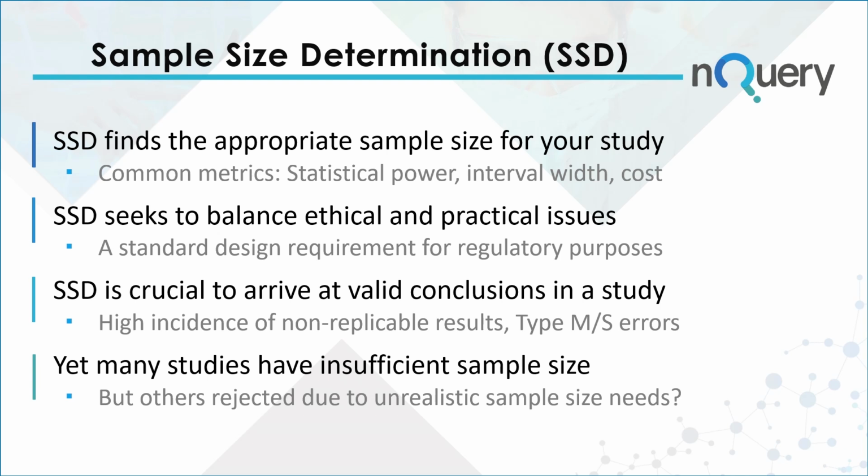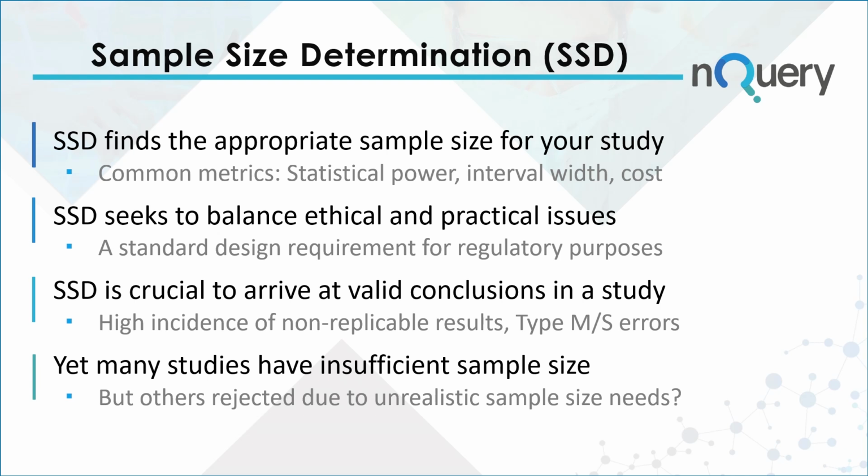Sample size determination is the process of finding the appropriate sample size for your trial or study. And appropriate is a bit of a generic term, but basically we have some pre-specified idea of what success would mean for our trial, whether that's statistical significance, whether that's having an estimate with a given precision or accuracy, whether that's ensuring that the cost constraints that we have are met.